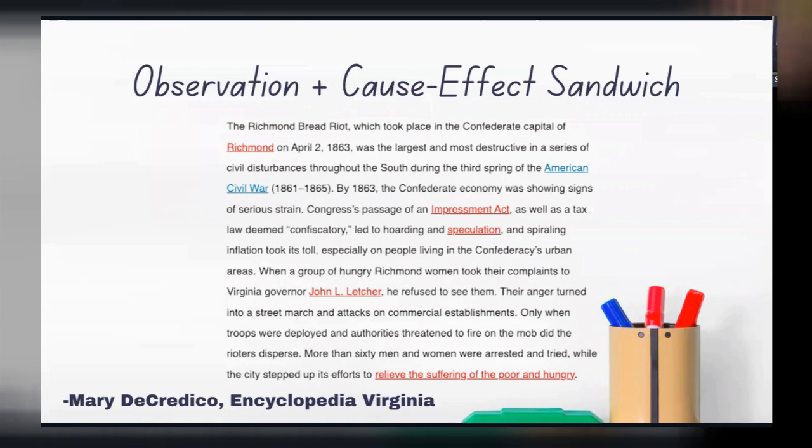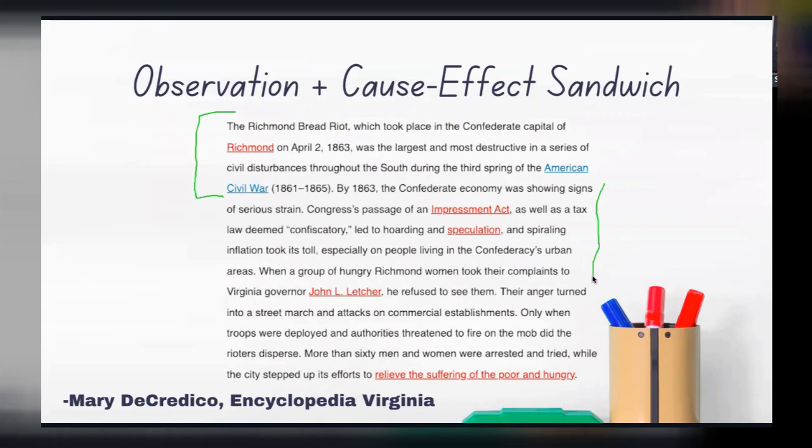So the first thing that I notice here is that we have the initial observation in one quick sentence right at the top. Again, the initial observation is so important to introduce your reader to the event that you are summarizing. This is followed by a list of causes of the event.